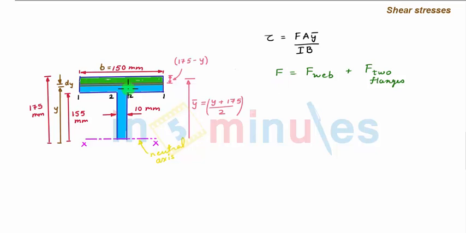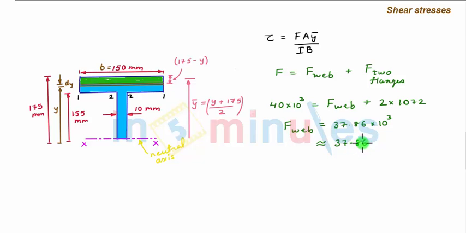As we have already discussed, the total shear force on the entire cross section F is equal to the shear force on the web plus the shear force on the two flanges. So upon substituting the values, the shear force on the cross section is 40 kilonewton and the shear force on two flanges is 2 times the shear force on any one flange. So from this we get the shear force on the web is equal to 37.86 into 10 to the power 3, or I may say 37.86 kilonewton. So this is our answer 3.